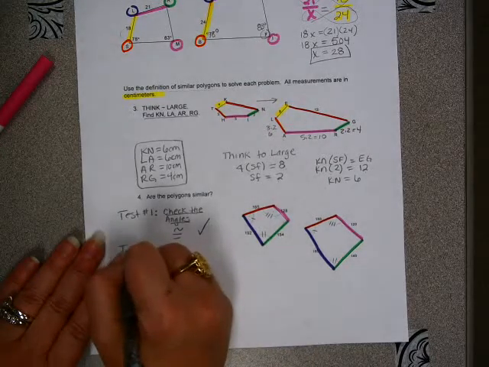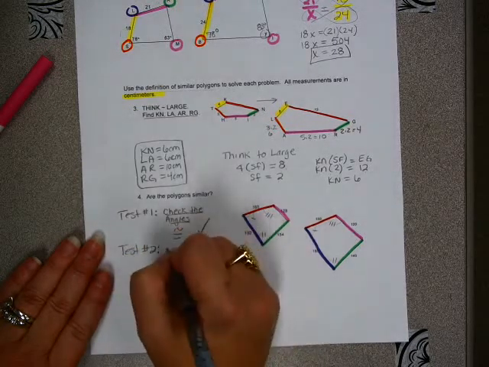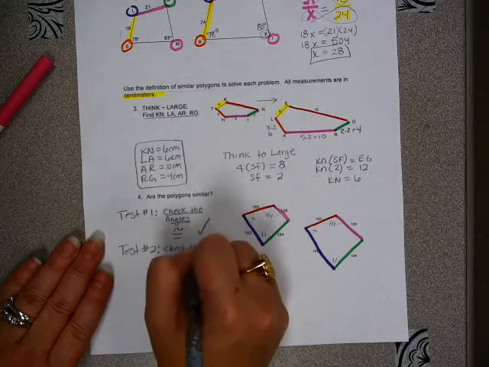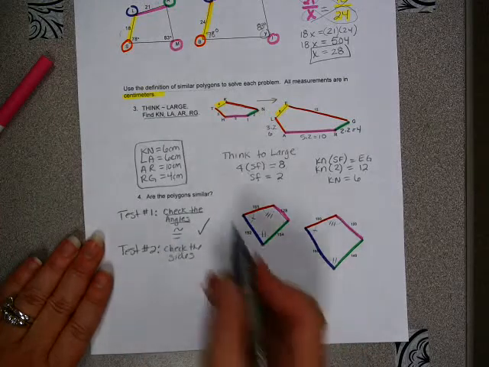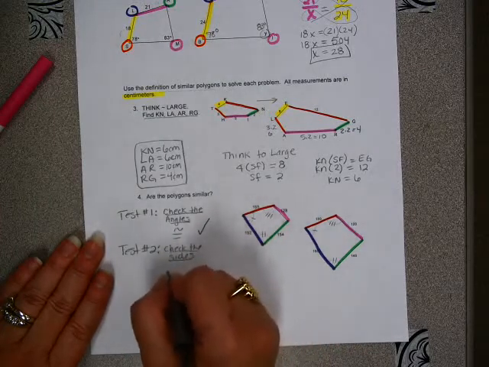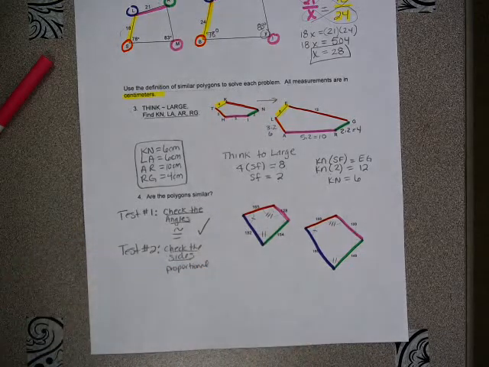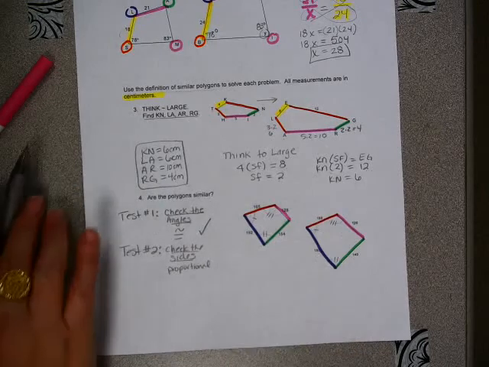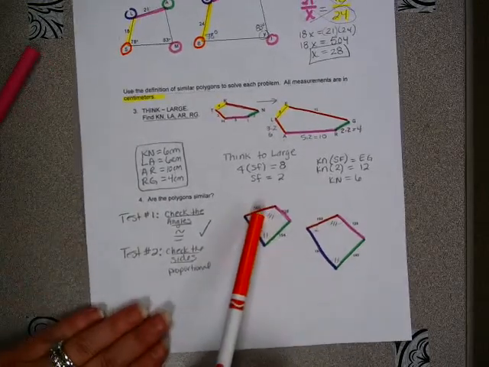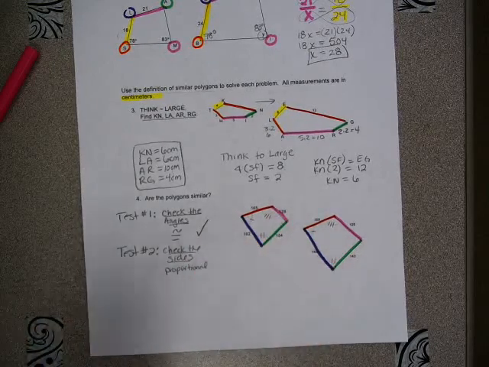Test 2, you're checking the sides. Now the sides are not congruent, the sides are proportional. What that means is that they have to have the same scale factor. So what I'm going to do here is write ratios. Red over red, pink over pink, green over green, purple over purple.